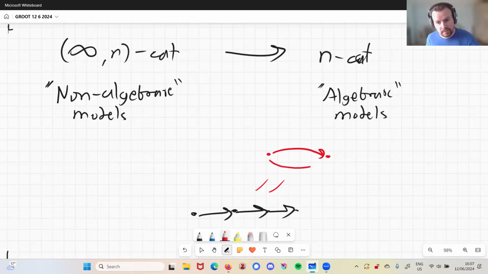For instance, you might get another one, so this is just composing all three at once. You might get another one, which is composing the first two first and then the last one. Or you might get another morphism, which is composing the last two first and then the first one.